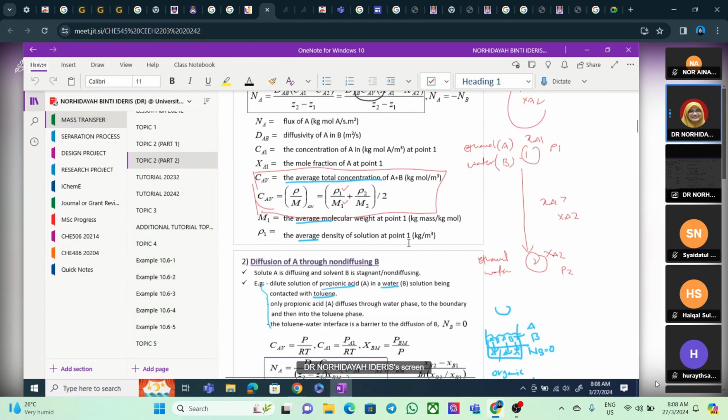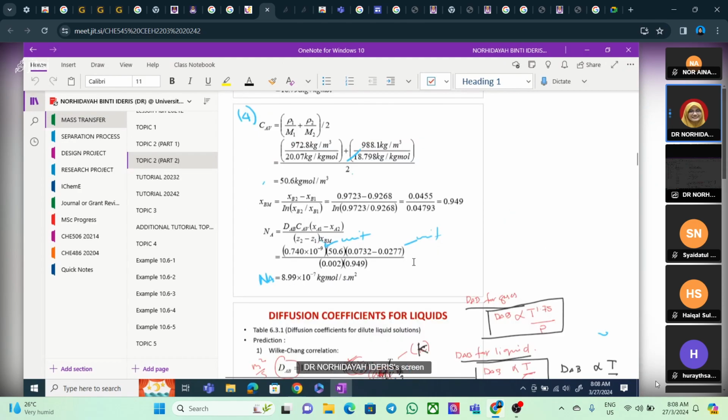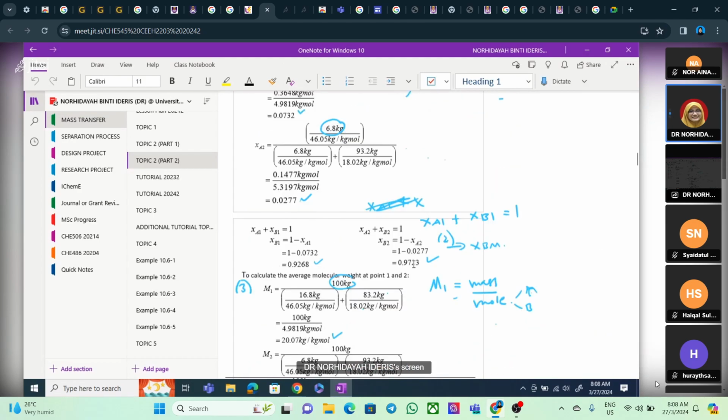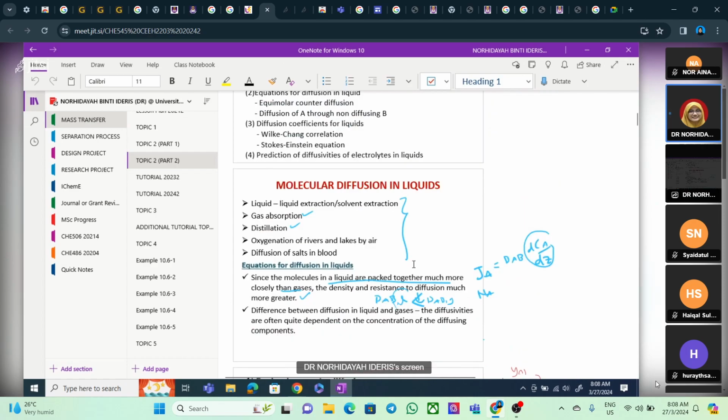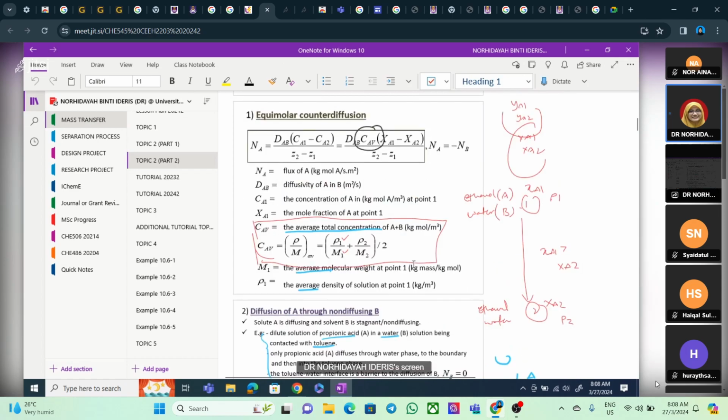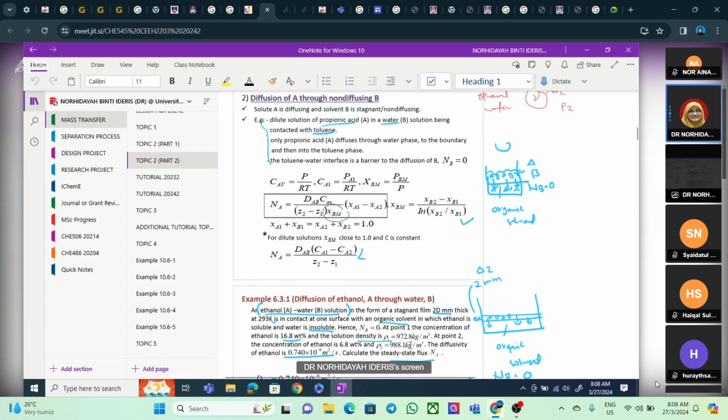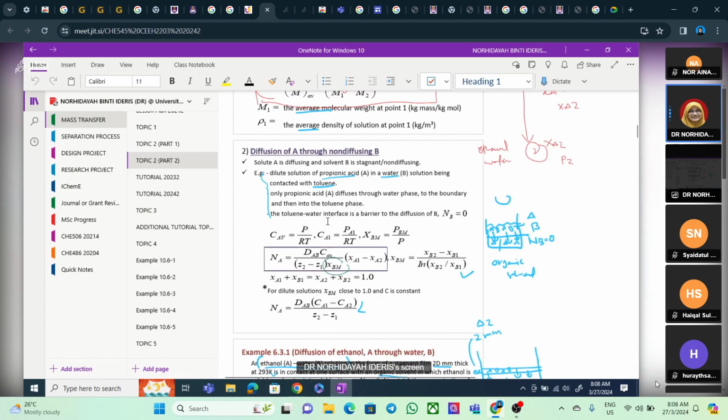In terms of subtopics, it is not as many as molecular diffusion in gas, alright. They have equimolar counter diffusion, and the most famous one is the diffusion of molecule A through a non-diffusing B. So the concept is similar to the gas. It's just that instead of the medium being gas, right now the medium is the liquid.